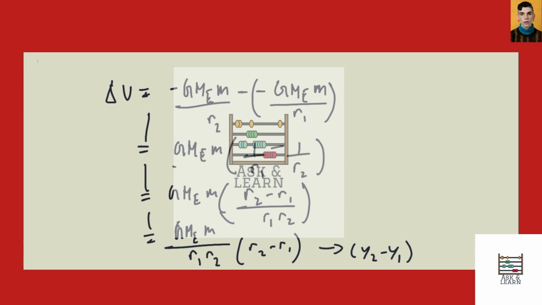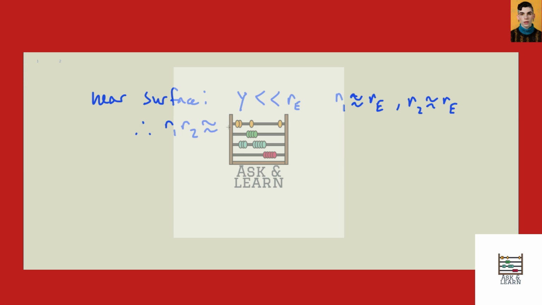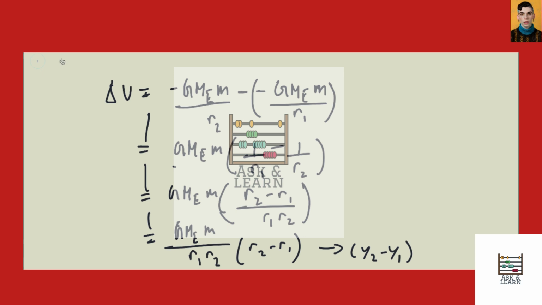As for the other part, let's remember that for near the surface of the Earth, most heights, or most y's, are much, much less than the radius of the Earth. So R1 is approximately equal to the radius of the Earth, and same goes for R2. It's approximately equal to the radius of the Earth. And so what you get, therefore, is that R1 times R2 is approximately the radius of the Earth squared, to a very good degree for near the Earth's surface.